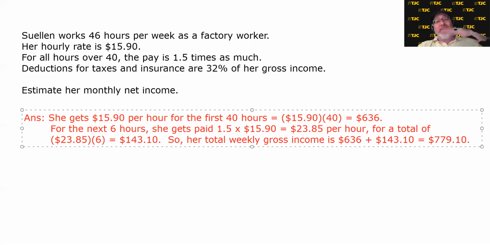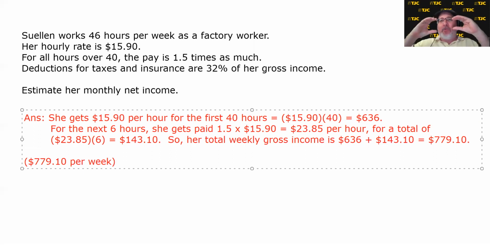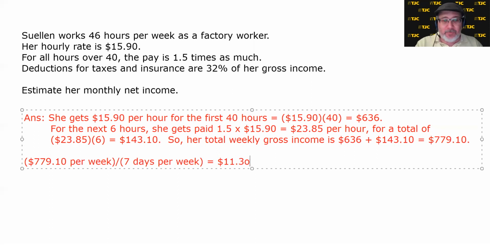Now we do the scale down to days, up to years, and down to months. So $779.10 per week. If we're going to take it down to days, we divide. Remember, when you go from a larger time frame, this is my week, to a smaller time frame, that's a day, you need a smaller amount, so you have to divide by 7 days per week. We divide that by 7, and we get exactly $111.30 per day.